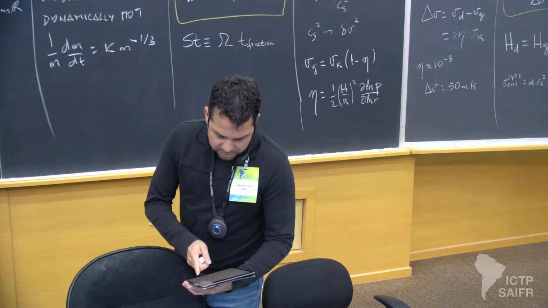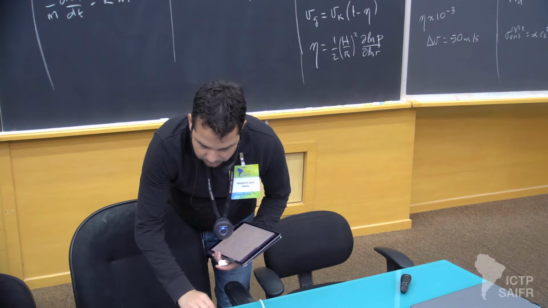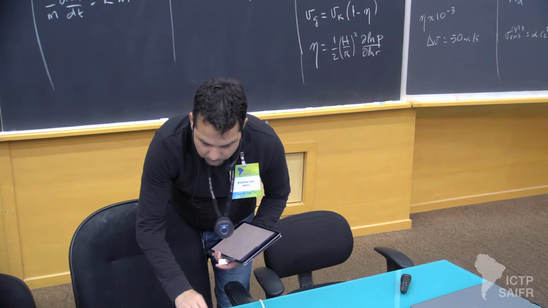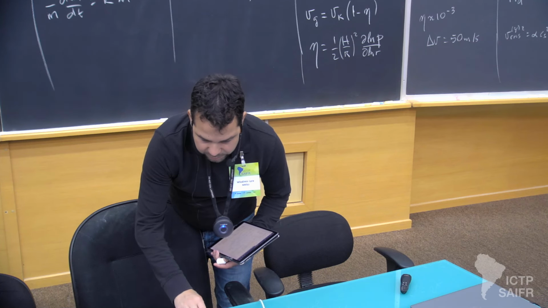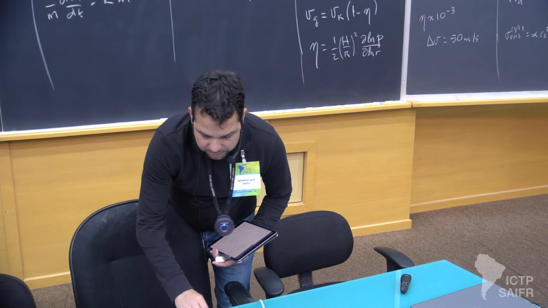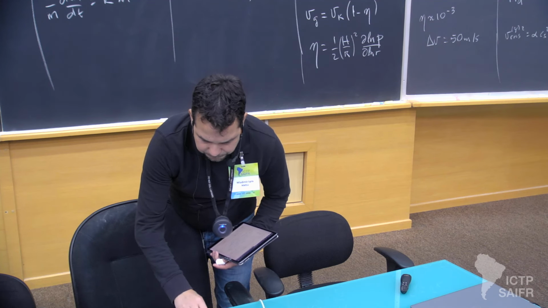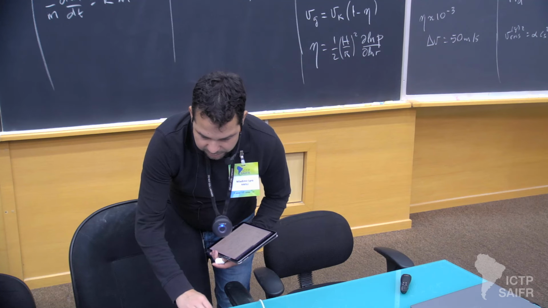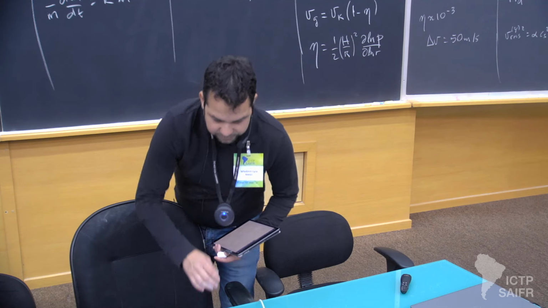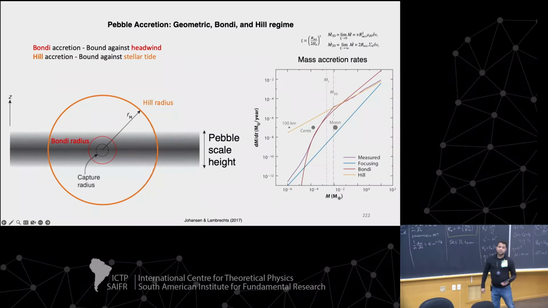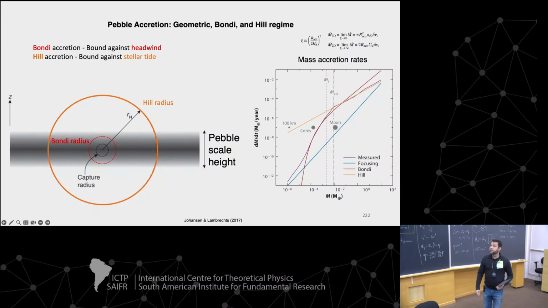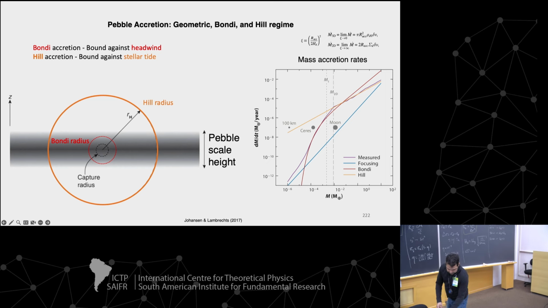So you have to compare these when you compare the Hill radius or the Bondi radius, or whatever radius is doing the accretion, to see if it is bigger or not than the particle scale height. Because if the cross-section of the planet is bigger than the scale height of the grains, the regime that you are at is going to be two-dimensional. In this case, I'm illustrating a case where the Bondi radius is smaller than the pebble scale height. Therefore, this accretion is going to be three-dimensional.